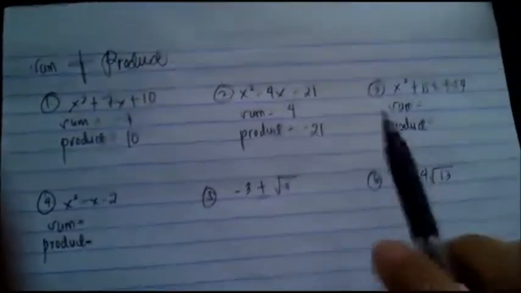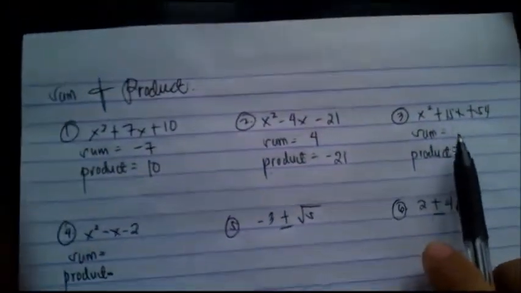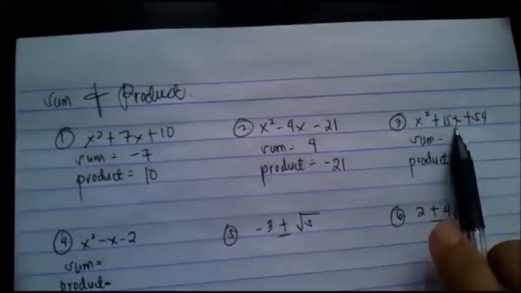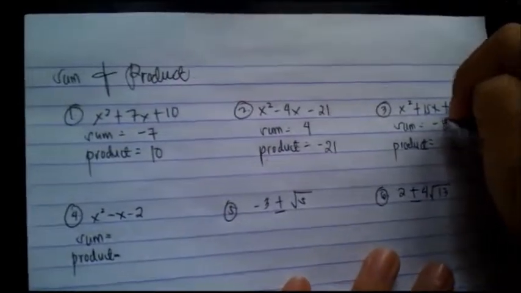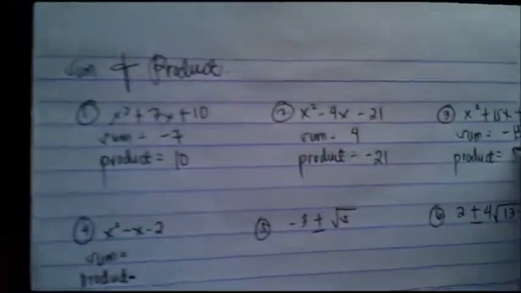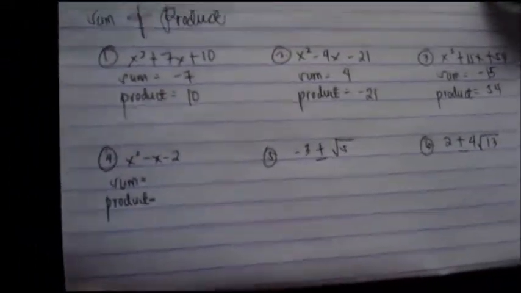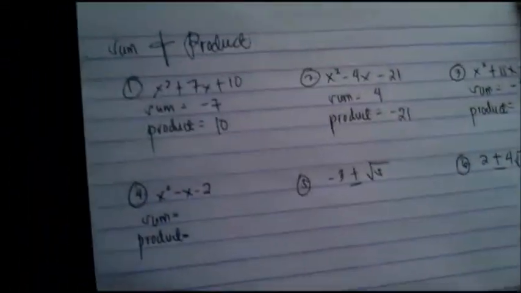For example number 3, the given equation is x squared plus 15x plus 54. Positive 15, so for the sum, it becomes negative 15. And just copy 54 at the end, positive 54. Example number 4, given equation, x squared minus x minus 2. For the sum, since it is negative x, it becomes positive 1. And for the product, just copy the last number. It becomes negative 2.